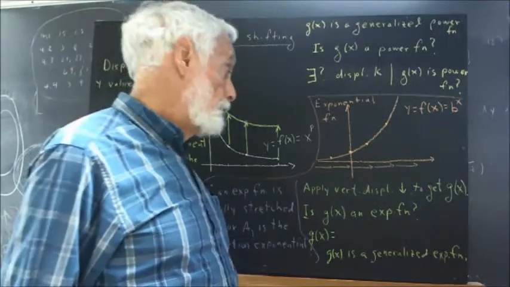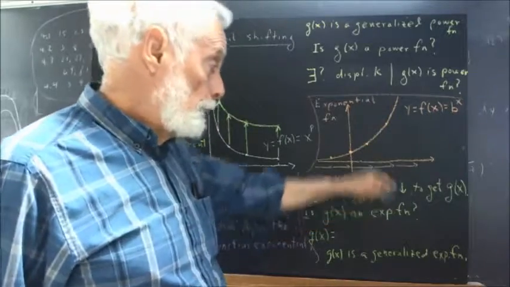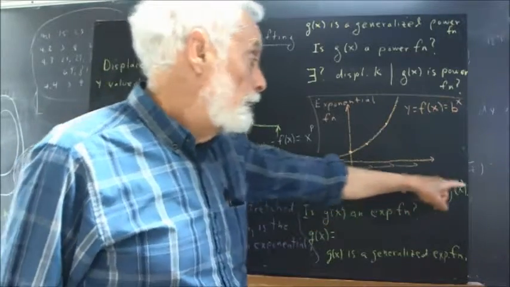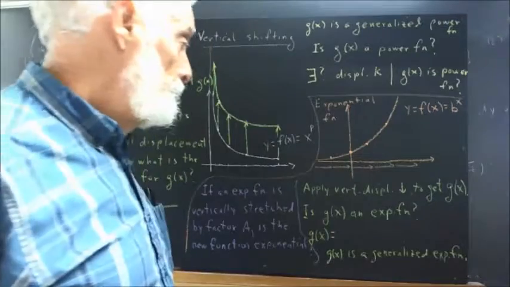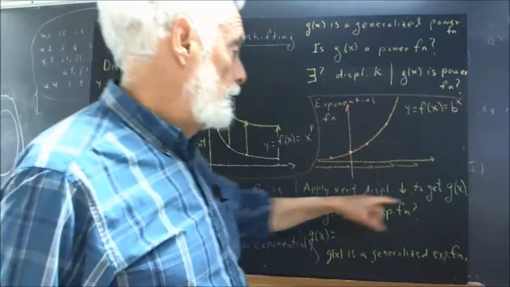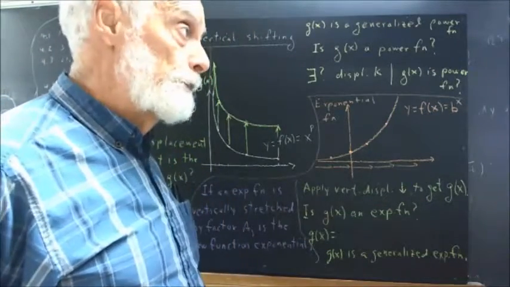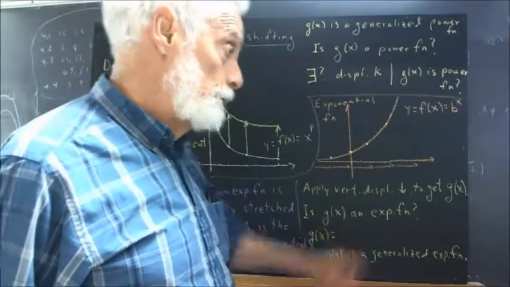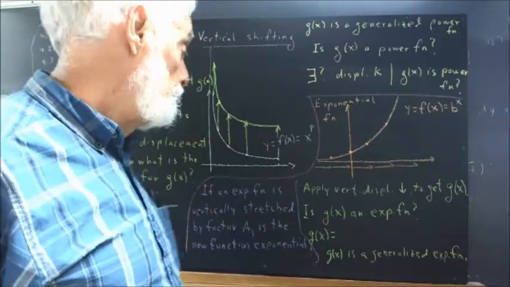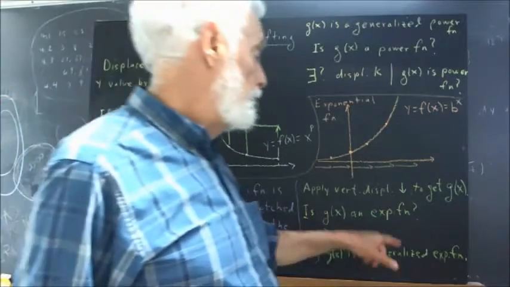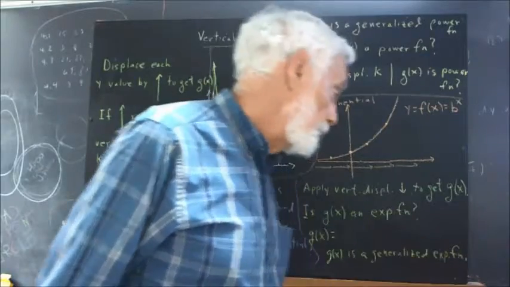Okay, so what we want to do now is apply a vertical displacement according to this arrow to get our g of x function. And then we have the question, is g of x an exponential function? What's the equation of g of x? It certainly has an equation. And I state that g of x is, in fact, a generalized exponential function.